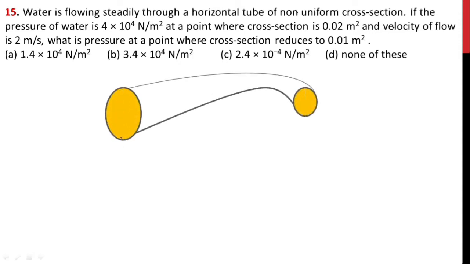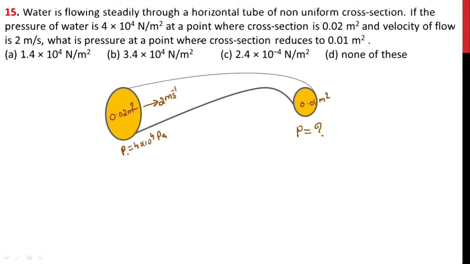In this question, what is the area of cross section at the first point? It is given as 0.02 meter square. And at that point, what is the velocity of flow? It is given as 2 meter per second. And the pressure at that region is given as 4 into 10 to the power 4 Pascal. And the next point is where the cross section area reduces to 0.01 meter square. This is the small area, 0.01 meter square. So at this region, what is the pressure that we have to calculate?